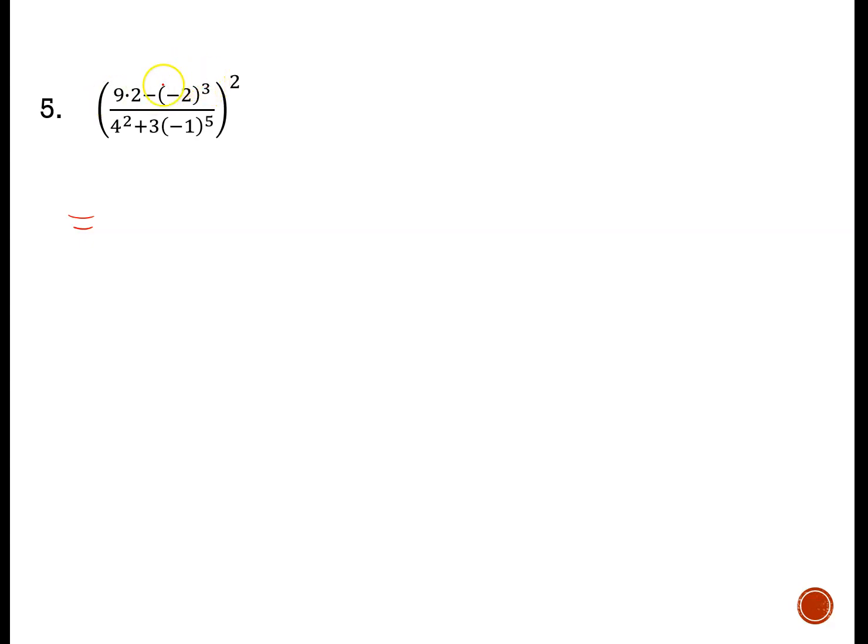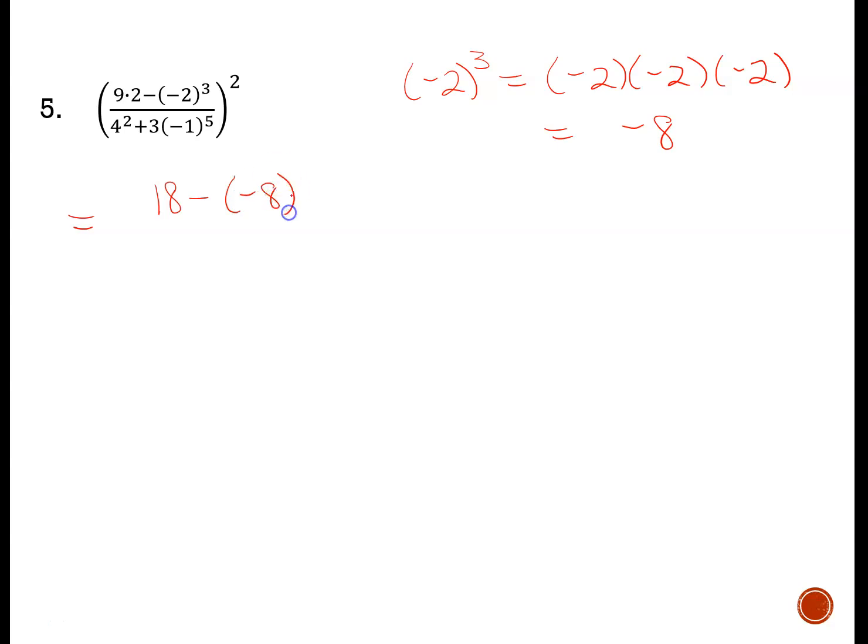On the top, the first thing I'm going to do is the exponent, and then the multiplication. And really, those could be done in the same step. So I'm going to do 9 times 2 is 18, minus, and then I'm going to come out to the side here, negative 2 cubed. Remember, that's negative 2 times negative 2 times negative 2. That's going to end up being a negative 8. So I've got 18, I've got a minus, and now I've got a negative 8 on the top. Let's move to the bottom.